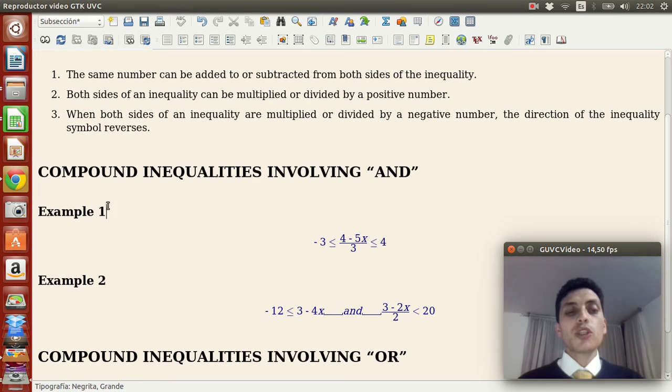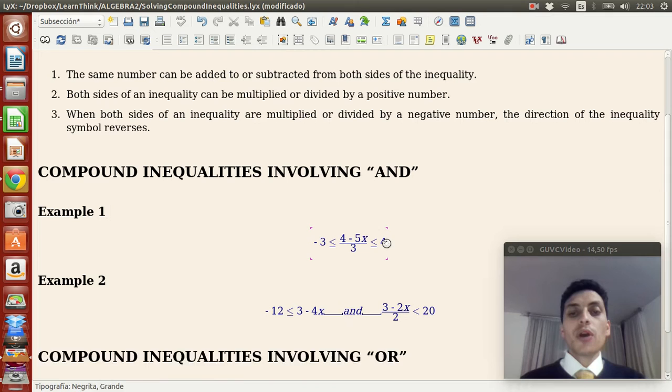Let's see example number 1, with compound inequalities involving "and". "And" means intersection. So it means that we have to solve the inequalities and give the intersection of the solutions. There are two ways to write a compound inequality with "and". The first is, as you look at here, we have the expression in between two inequalities. And the other way is you have two inequalities and the word "and".